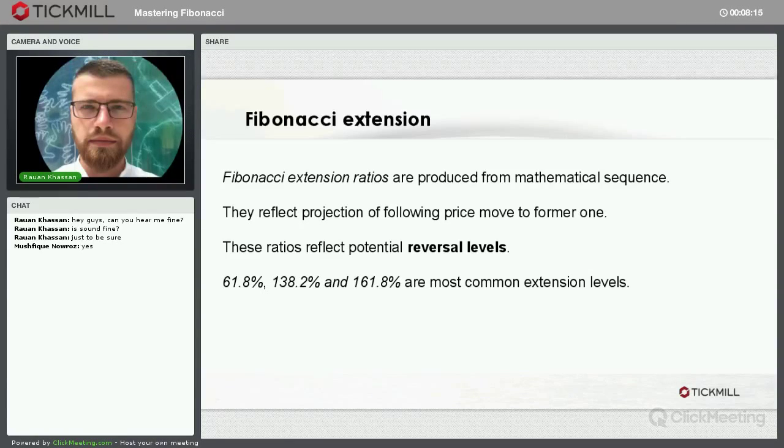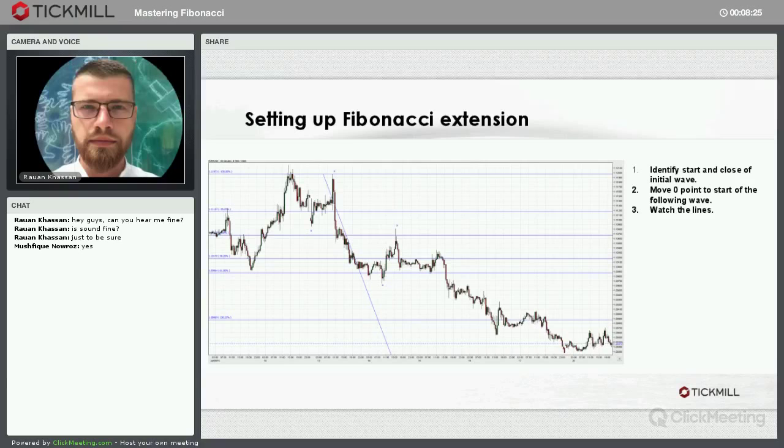61.8%, 138.2%, and 161.8% are the most common extension levels. So how does it work? This slide helps you to understand how to set up Fibonacci extension correctly.